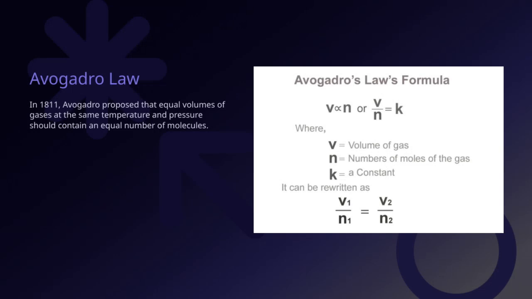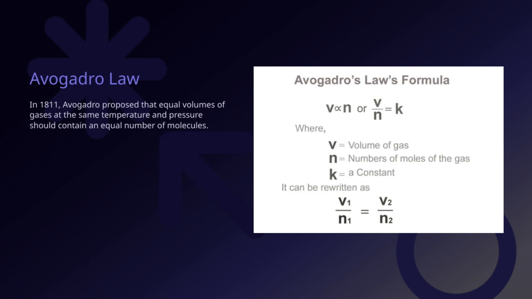In 1811, Avogadro proposed a really important idea that helps us understand gases better. He suggested that equal volumes of different gases, when measured under the same temperature and pressure, should contain the same number of molecules. This is a key point because it links the volume of a gas directly to the number of molecules it has, provided the conditions are constant.